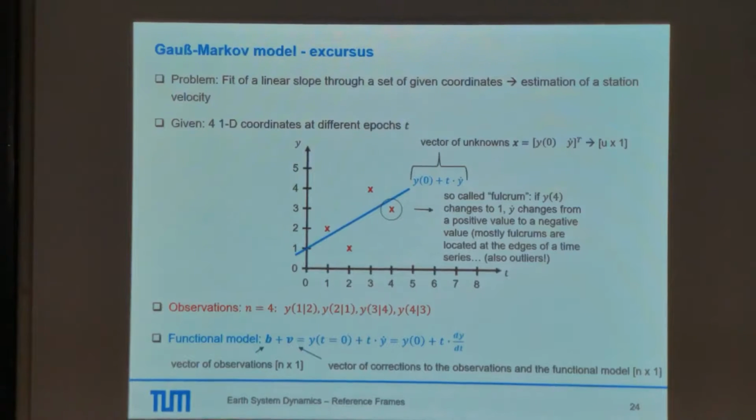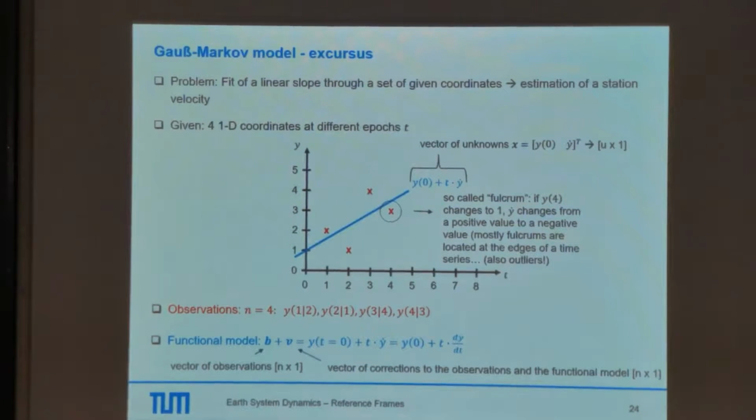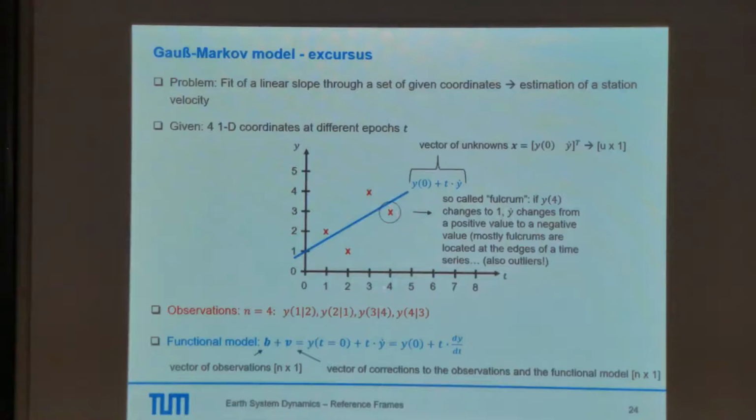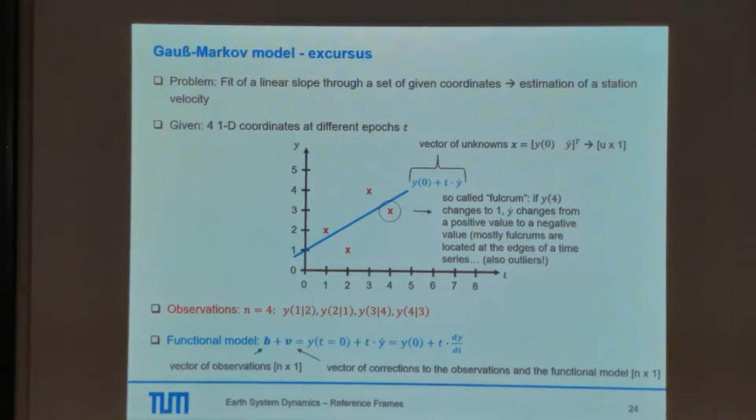We also have special points. We have to take care about special points in the least squares adjustment. For example, if this point here, epsilon at the time 4, changes to 1. So if this is, for example, not 3 but 1, yeah, the linear slope would change from a positive value to a negative value, so to a totally different value. And that means that this point is called a fulcrum, which is a really important point within the estimation. If this point is changing, the whole solution, or the vector of unknowns you estimate, is changing.